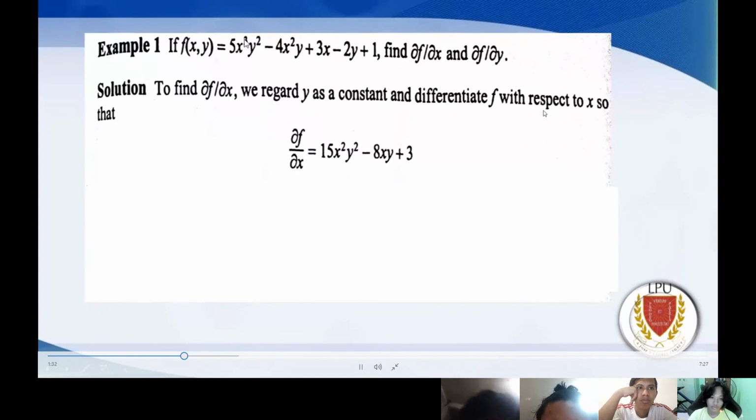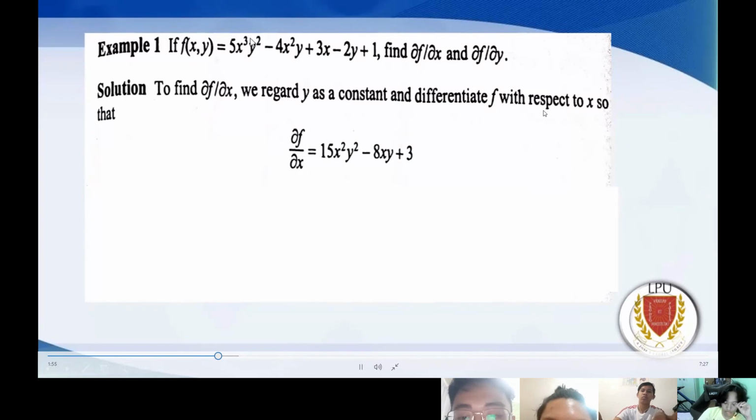Okay, so this is 15 because we bring down 3 here. That will be 3 times 5, 15x squared. Just copy y squared because that is constant. Take note of that. If I were you, I will be writing this down on my notebook. This will become 5y squared. Okay, that is outside the derivative sign. And then find the derivative of x cubed, which is 3x squared. So that will give you 15x squared y squared.